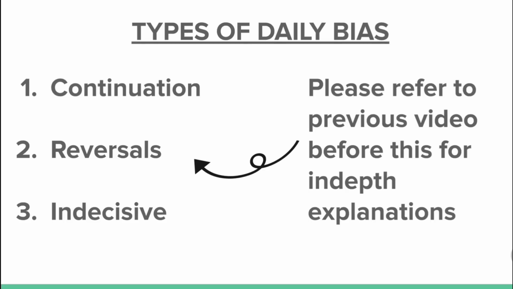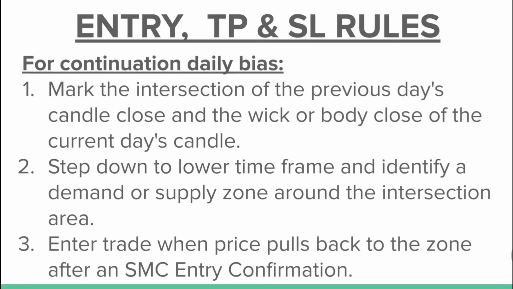Now, there are types of daily bias. I mentioned in the previous video that there is continuation, which can either be bullish continuation or bearish continuation, or reversal, bearish reversal, bullish reversal, indecisive, indecisive bullish, indecisive bearish. I've made all of these, so please refer to the previous video before this one for in-depth explanation. So we are talking about the entry, take profit, and stop loss rules. Now this is going to be on different types of bias.